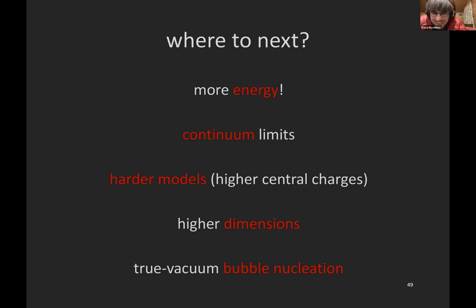We weren't trying to compute the lifetime, obviously. We just wanted to look at the particle production when you have these collisions. That was what we were interested in.